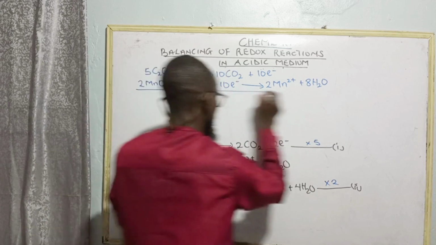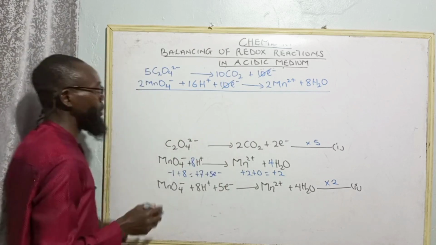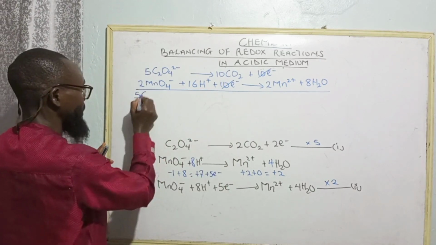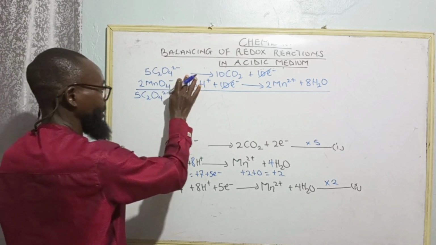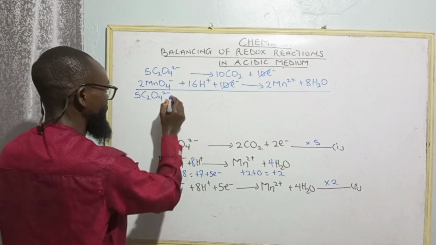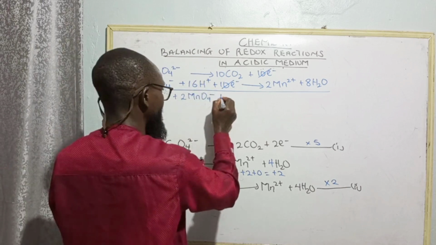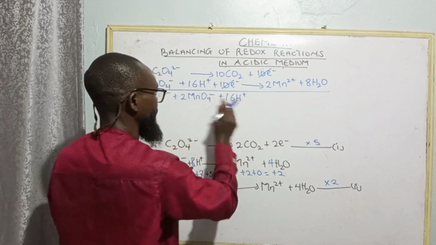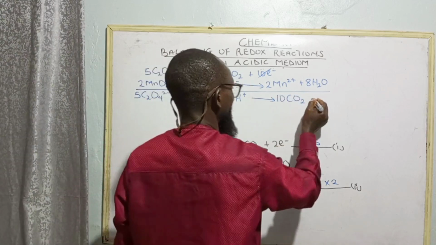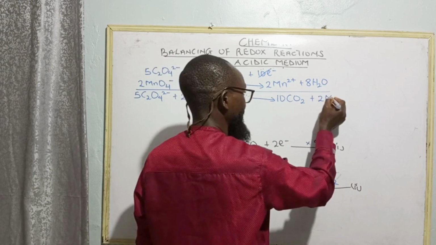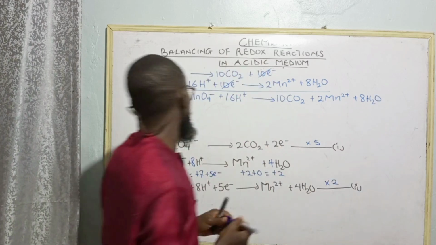So now we have 10 electrons here, 10 electrons, so it's cancelled out. Then we combine the equation. This 5 C2O4 2 minus, there's no more compound here. Move on to this, plus 2 MnO4 minus plus 16 H plus, so no more compound, to yield 10 CO2 plus 2 Mn 2 plus 8 H2O.